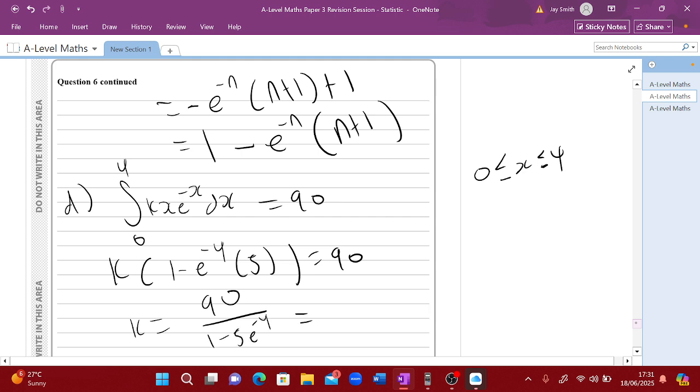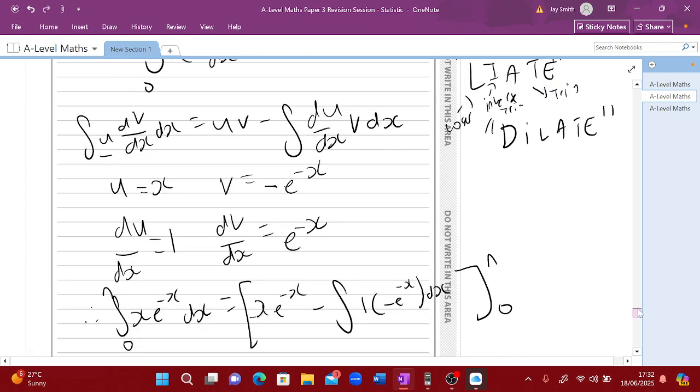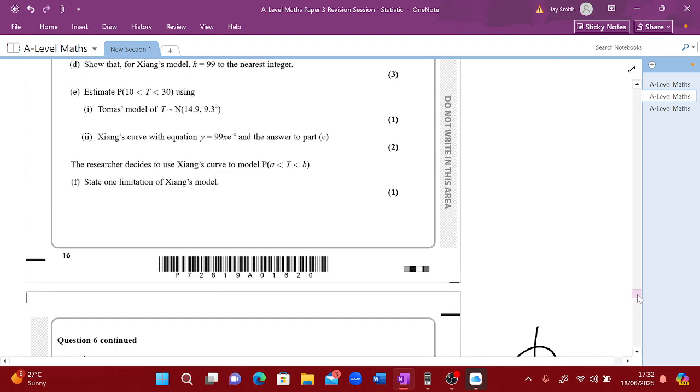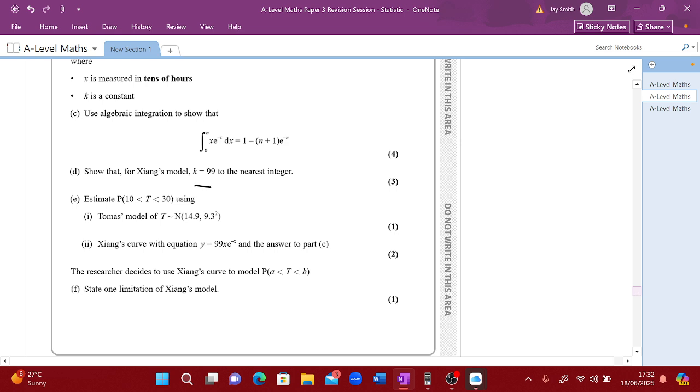And so it said, I think, give it to one decimal place, was it? Or nearest integer, I can't remember. But it was 90, so put that into the calculator. You get 90 over 1 minus 5e to the minus 4, and we get 99.029. So that's 99 to the nearest integer. And I think that's what they wanted, right? Yes, k is 99 to the nearest integer.